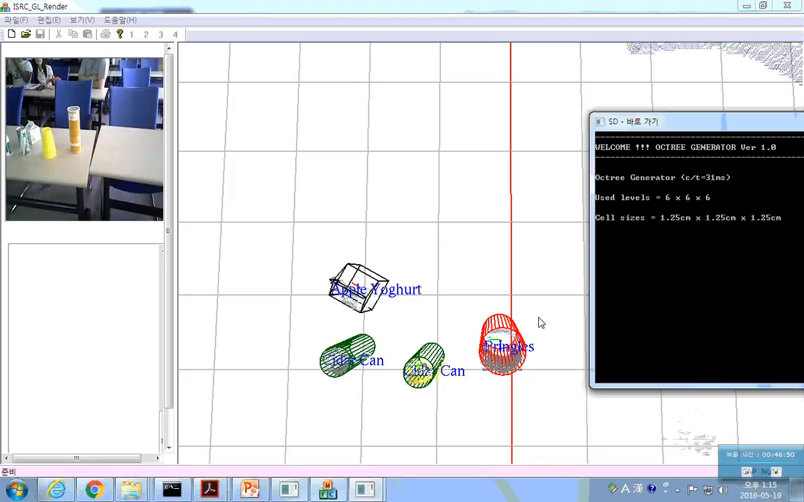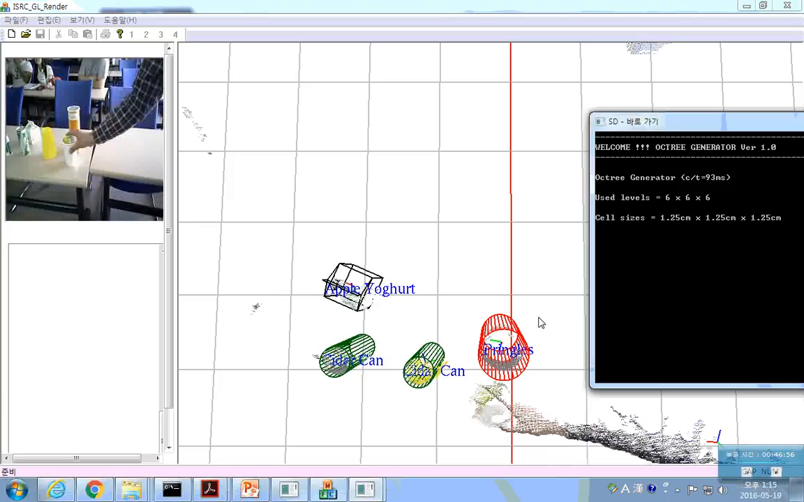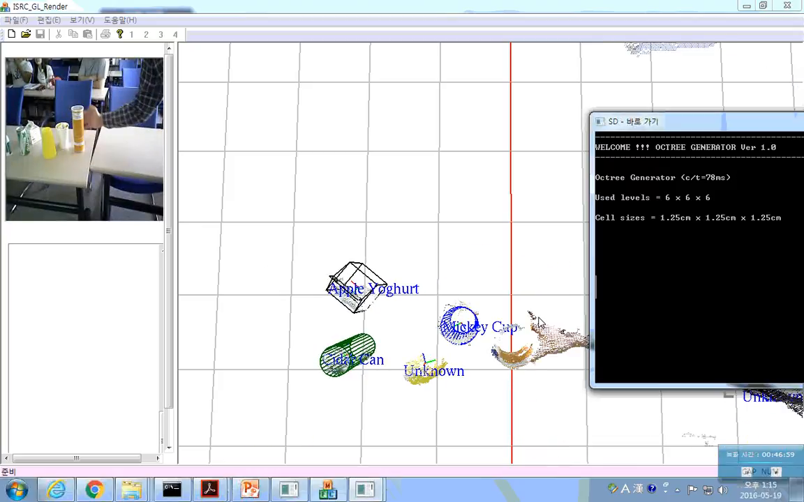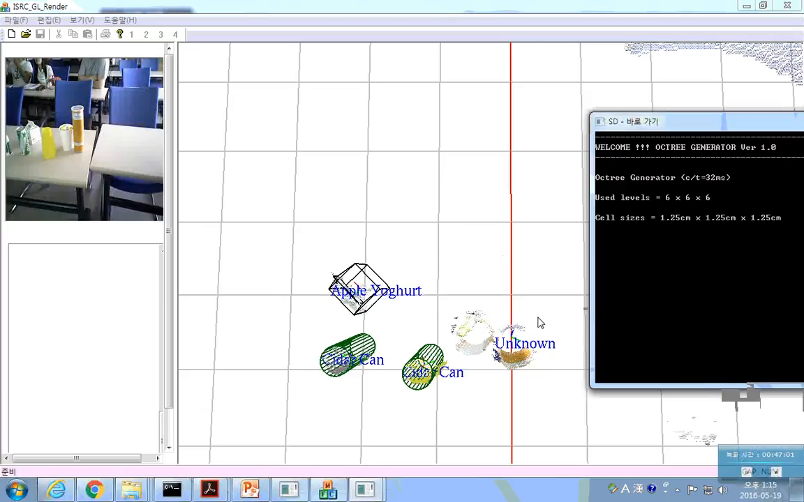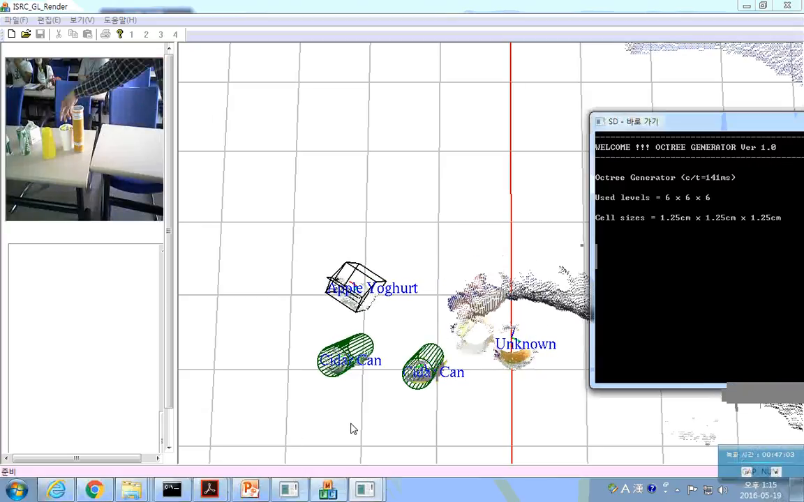Let me try to give another example. Let's put this one in front of the camera. You will see what happens. Can you move them apart from each other because of the classification?